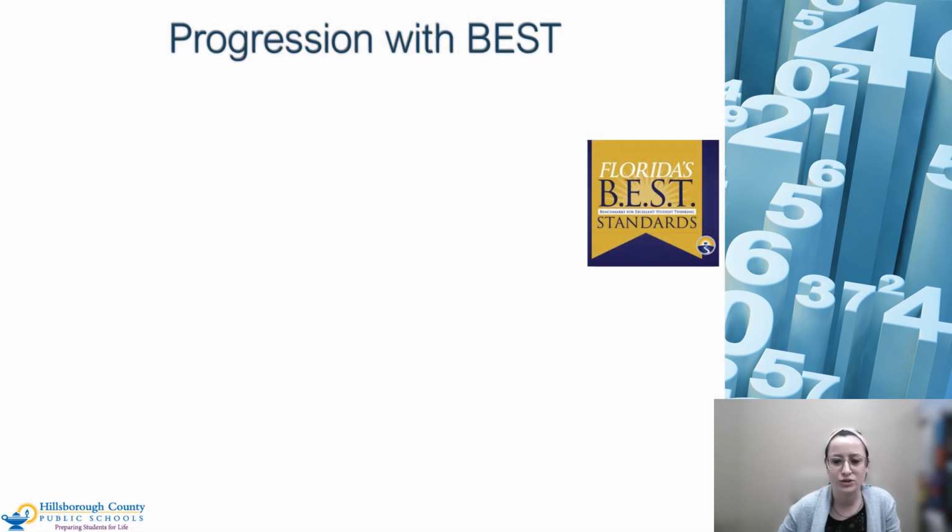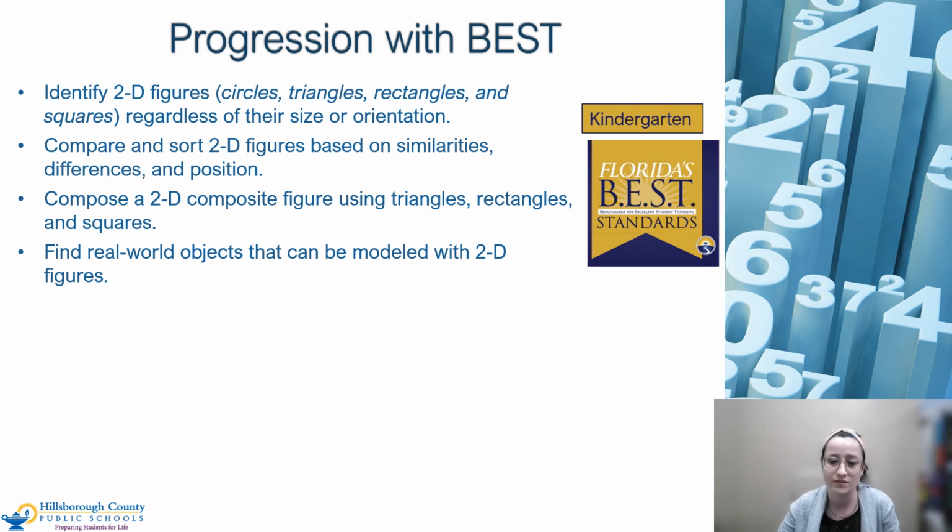If we think about the progression with BEST, we know that kindergarten is the starting foundation. There are a lot of different learning targets here, and students are going to have to identify, compare, and sort 2D figures based on similarities, differences, and position, regardless of their size or orientation. Kindergarten students will focus on circles, triangles, rectangles, and squares. They're also going to have to compose a 2D composite figure using triangles, rectangles, and squares. And then students will have to find real-world objects that can be modeled with 2D figures.